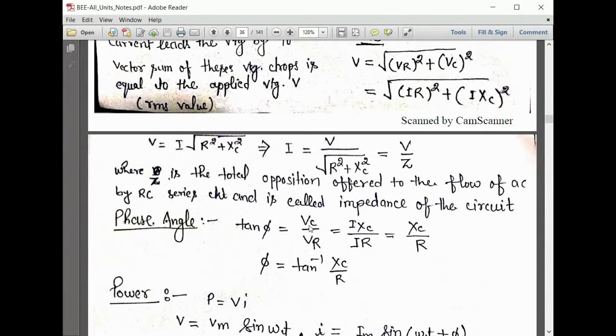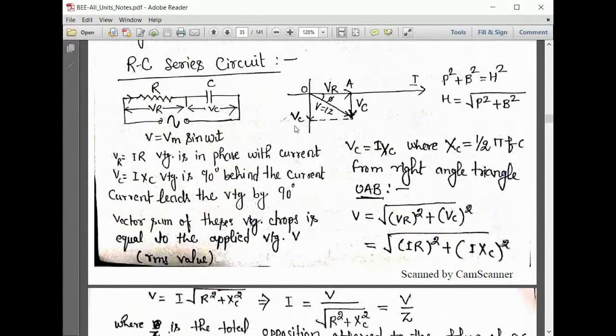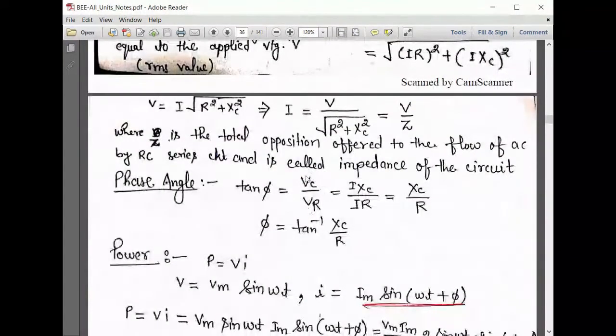So across P we have a value. What is the value? VC. This is your perpendicular. VC is the perpendicular, whereas VR is the base. Okay, so we put the values right here, VC upon VR, that is I into XC upon IR. So those equal terms will be cancelled out with each other, and you will get the output XC upon R. And with the help of this phi, you can find out the phase angle. Phi is equal to tan inverse of XC upon R.